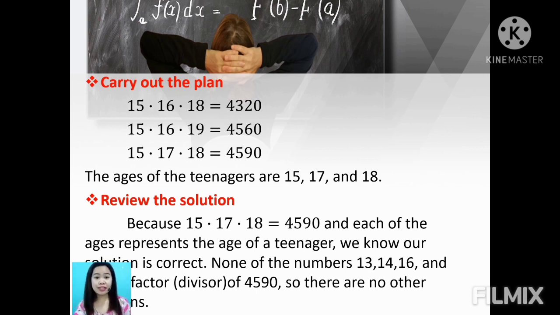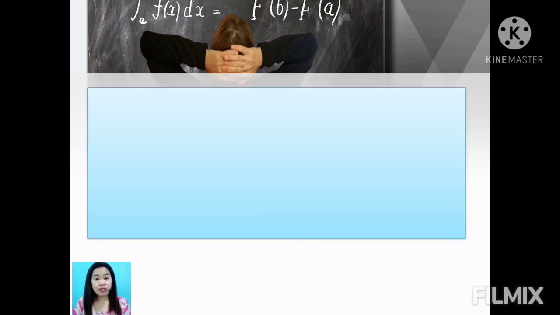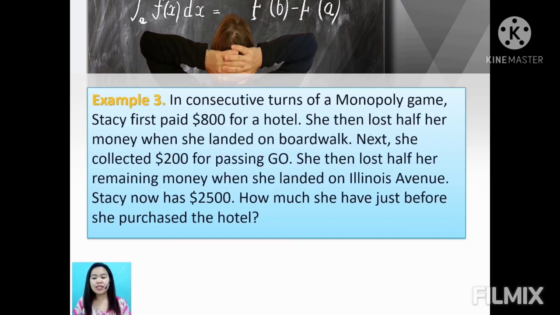Okay, so ngayon proceed tayo sa next example. In consecutive turns of a Monopoly game, Stacy first paid $800 for a hotel. She then lost half her money when she landed on Boardwalk. Next, she collected $200 for passing go. She then lost half her remaining money when she landed on Illinois Avenue. Stacy now has $2,500. So the question is, how much did she have just before she purchased the hotel?